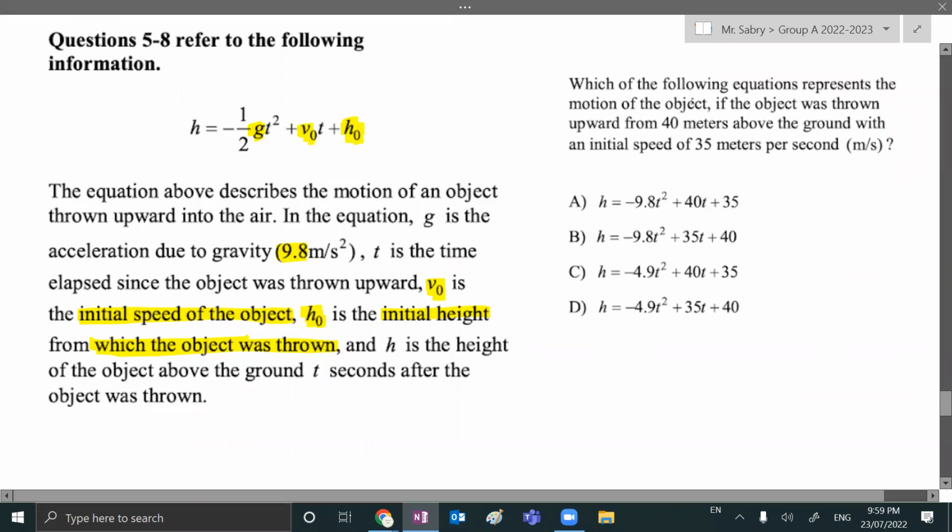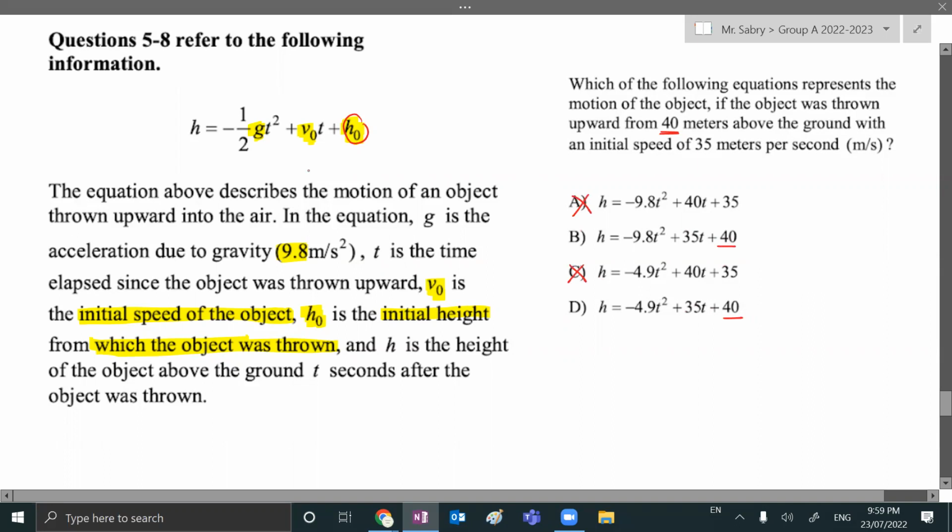So what is the equation if you're told that the object was thrown upwards from 40 feet above the ground? The object was thrown from 40 feet. So this means that the initial height is equal to 40. So this h0 should be equal to 40. So it's either B or D. A is incorrect and C is incorrect.